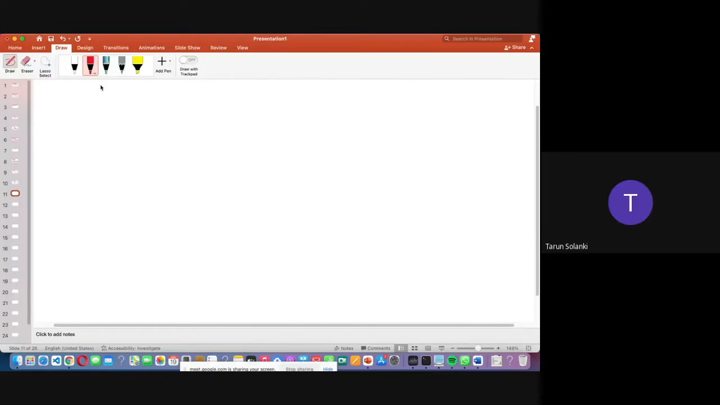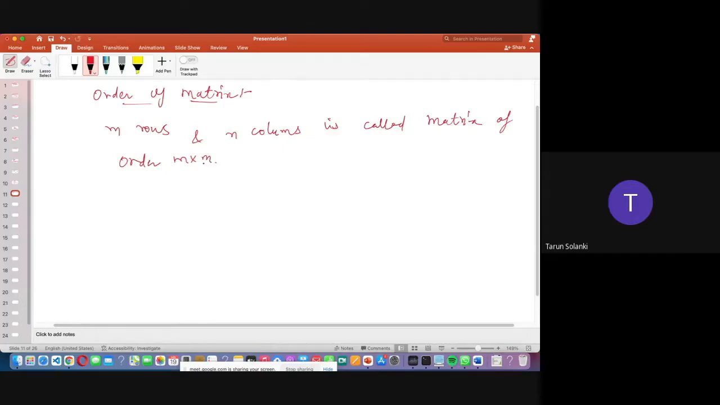Now let's move to the order of a matrix. A matrix which has m rows and n columns is called a matrix of order m into n.